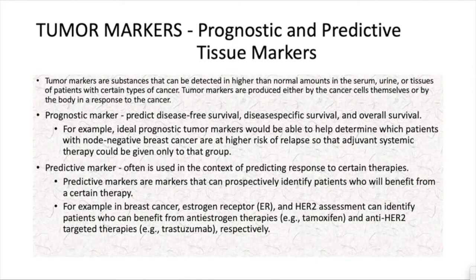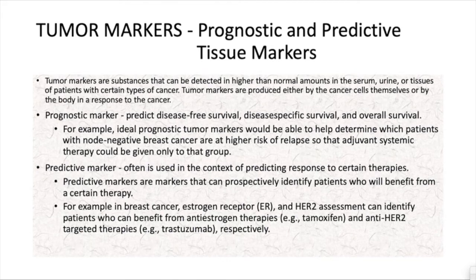The first type is prognostic marker, which predicts the disease-free survival, disease-specific survival, and overall survival. And what is a predictive marker? A predictive marker is often used in the context of predicting the response to certain therapies. These are markers that can prospectively identify the patient who will benefit from certain therapy, which means they predict in which patient which kind of therapy should be given.